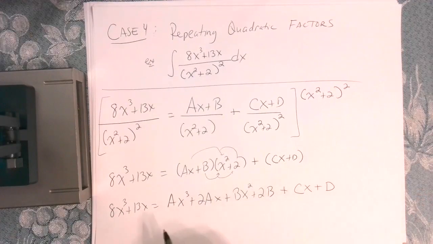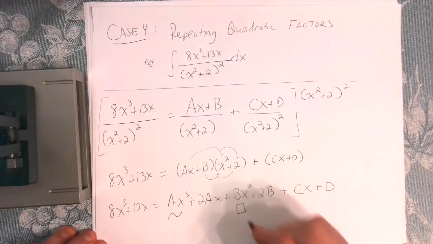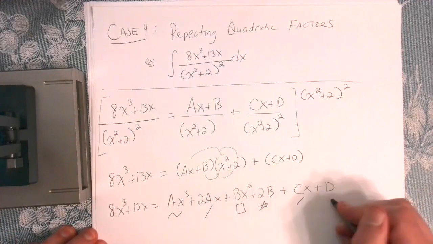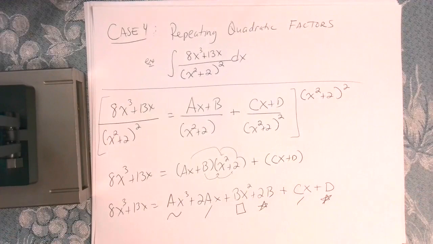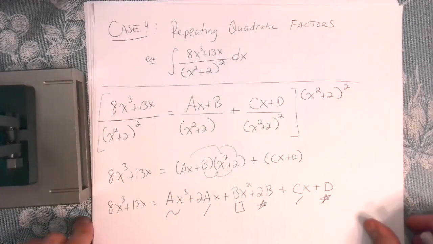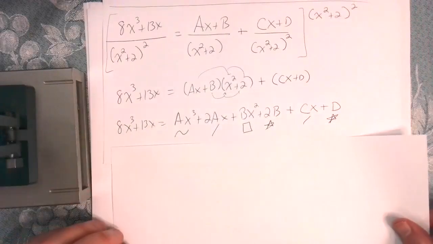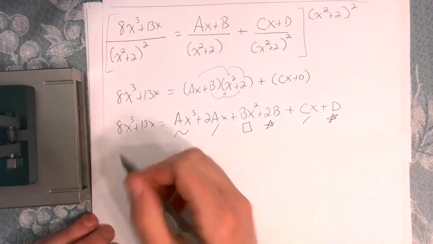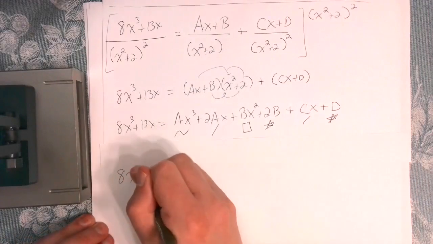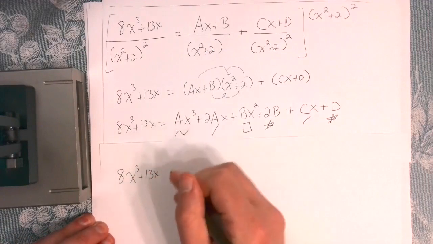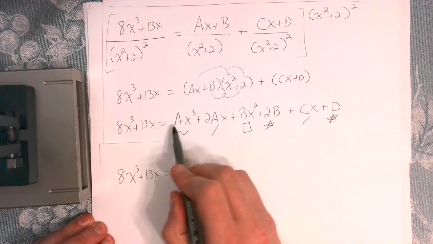And I'm going to label just like I did before. So cube term looks like it's the only one. Square term, it's the only one. There's 2 linears and 2 constant terms. That keeps me organized. Okay, let's see what we have here. So 8x cubed plus 13x is equal to, well, there's only 1 cube.